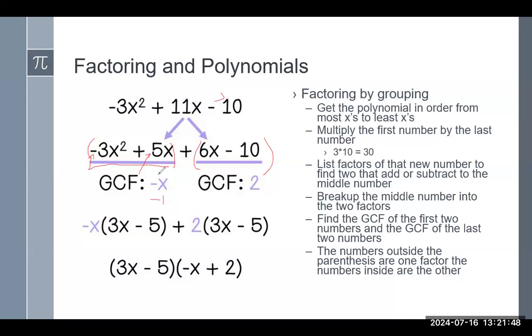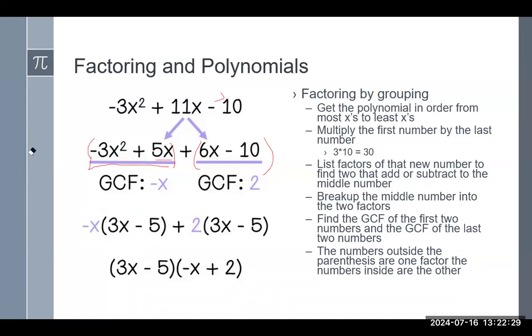And now we're going to take out an x, meaning that we have an x at least in both terms here. That's how we have -x. And then we just put that GCF on the outside here, multiplying the entire thing. And if you did it right, -x times this whole thing should get you back to where you started. So negative x times 3x gives us -3x squared, and -x times -5 gives us +5x. So you know you did it right if you can go back to the original step.